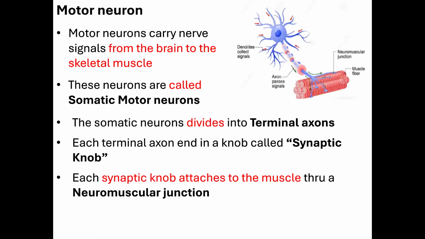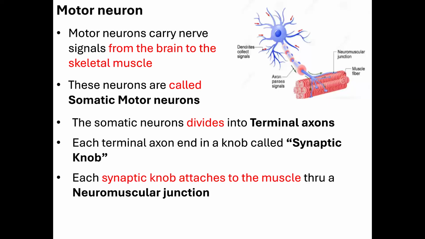Okay, so let's look at what's happening. So from the brain, the motor neurons, remember the word motor? Motor neurons carry signals from the brain to the muscle, and when it is about to reach the muscle, it starts dividing into multiple branches. And this is what's called the terminal axons.